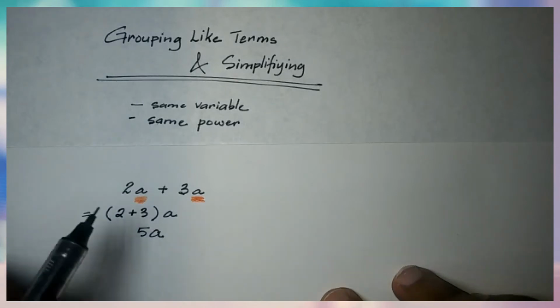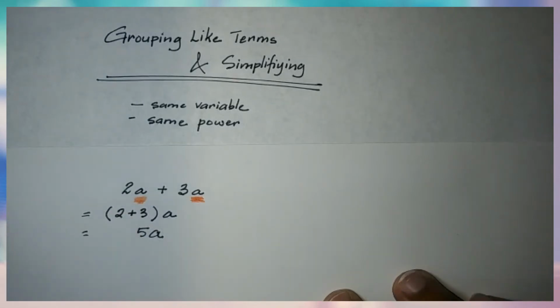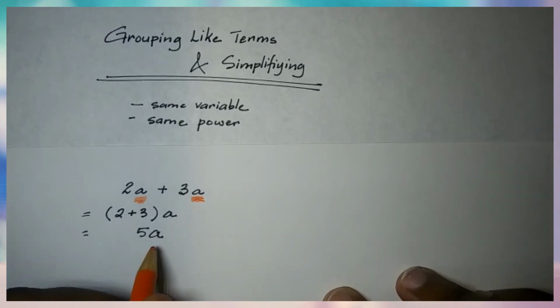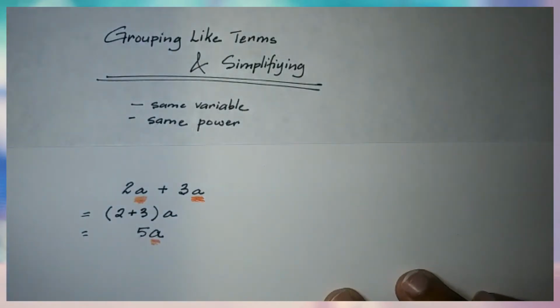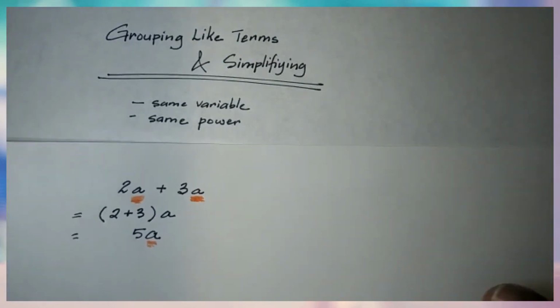So let's say I have 2 apples, and my friend came over and gave me 3 more apples. How many apples do you think I will have? If you said 5 apples, you're perfectly correct. Notice I keep back the variable. Let's do another example.